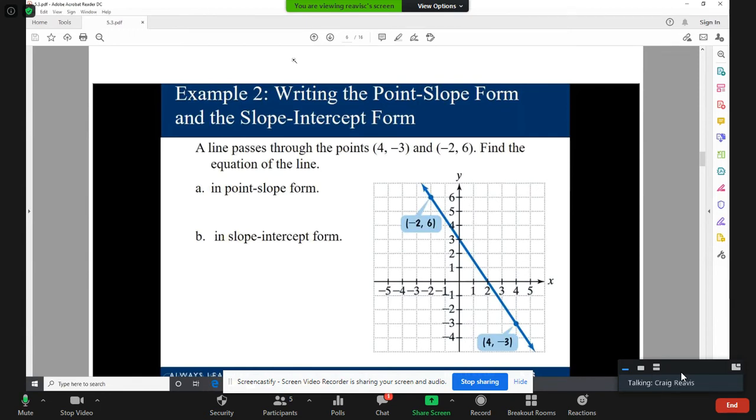I could count out to go from this top point down to this bottom point. I go down 1, 2, 3, 4, 5, 6, 7, 8, 9, and I go over 1, 2, 3, 4, 5, 6. I go down 9, which is -9 over 6.